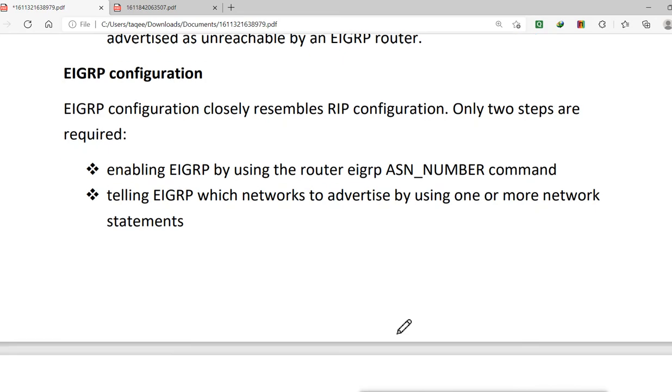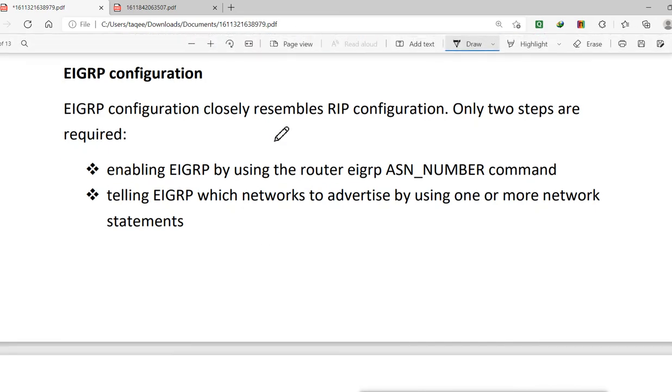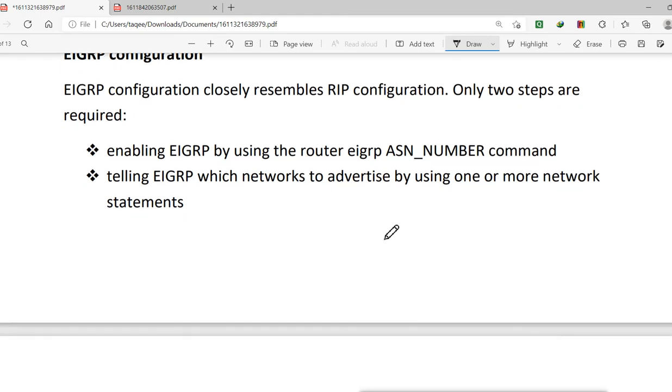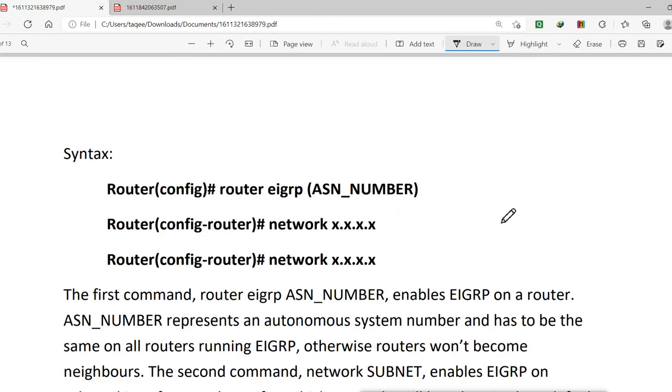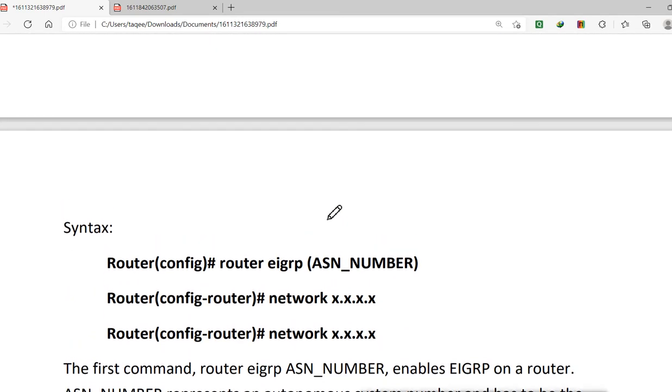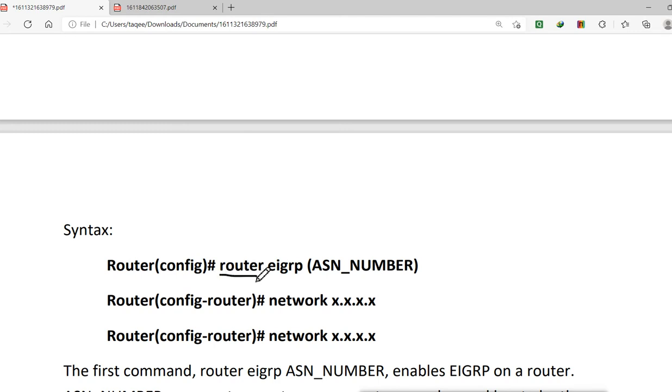Now for configuring EIGRP, we can configure it like this. First we have to make sure of the autonomous system number, and then we introduce the networks. So we have the command router to enable the routing protocol, then we mention the routing protocol, and then we mention the autonomous number. Now remember, the autonomous number must be the same for all the routers within the single autonomous system or single routing domain. It is not like OSPF, where the process ID can be different on every router. It is the autonomous system number itself which defines your routing domain.